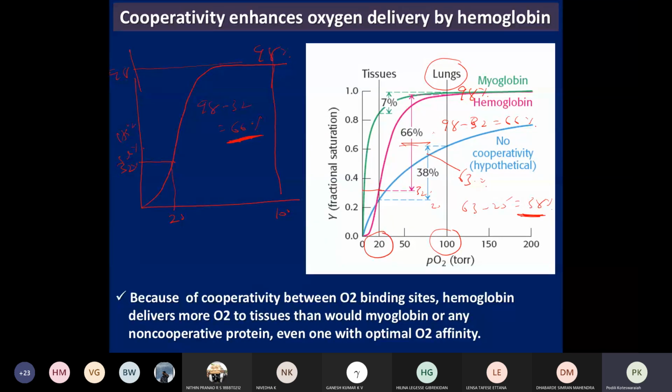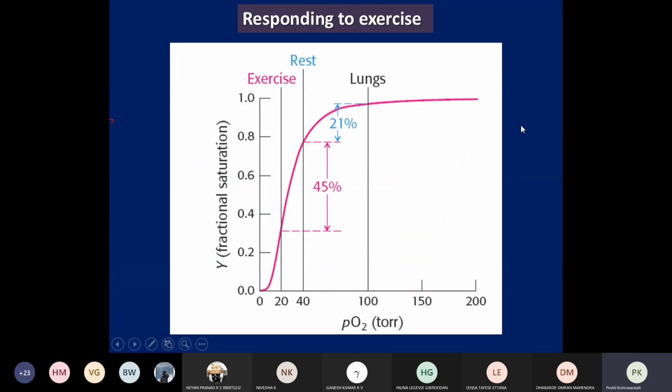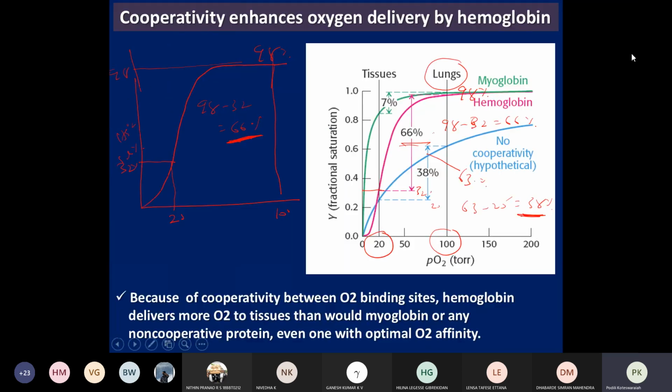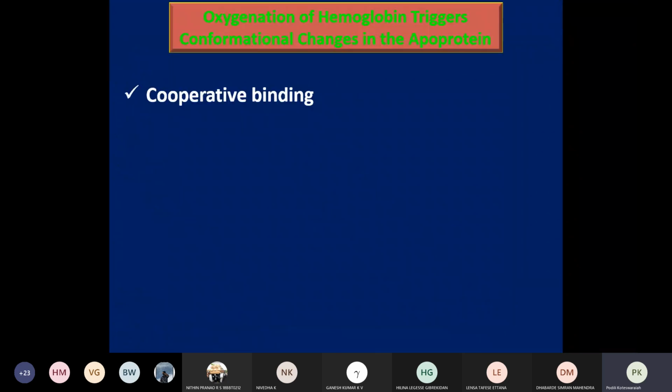From this what we need to understand here is that hemoglobin is not only good in oxygen binding, and because of its cooperative behavior, it is also good in oxygen releasing when it needs to release in the tissues. So that's why, compared to the non-cooperative protein, hemoglobin is good in oxygen binding as well as oxygen transporting.